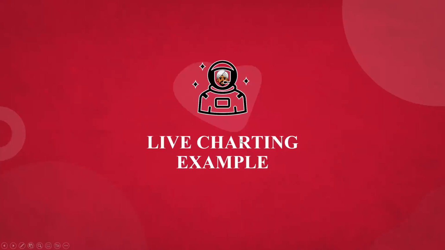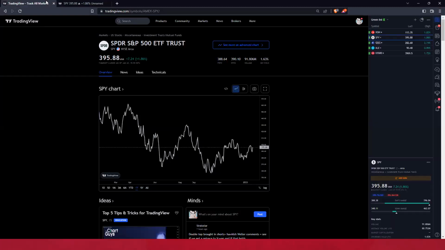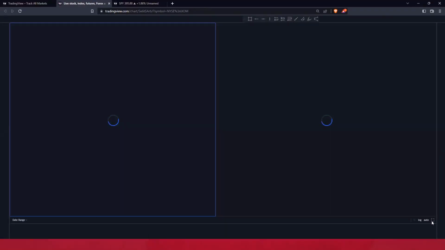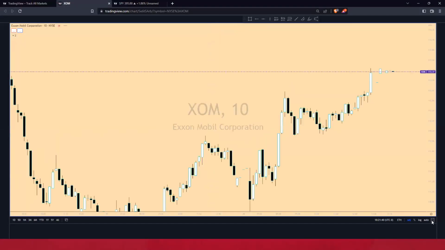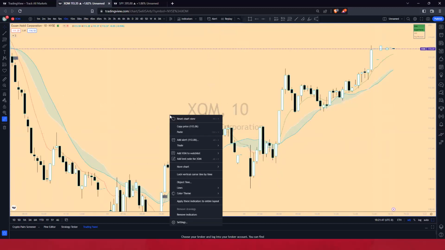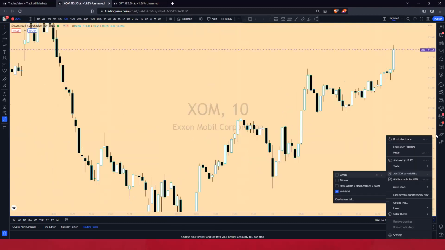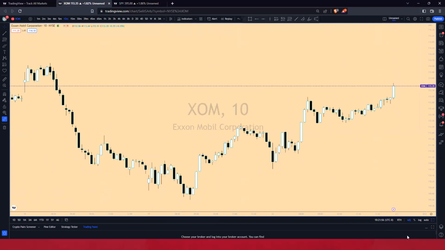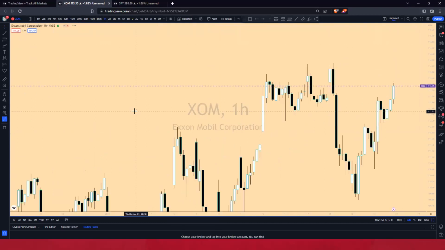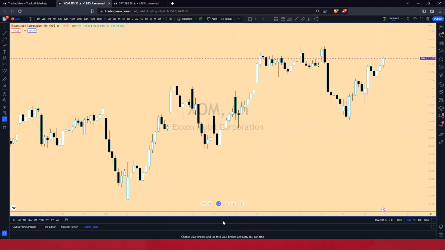All right, so let's find some zones on Exxon. I was looking at this earlier and I like the price action. So here's Exxon. Let me hide all my indicators. All we need to look at is price action. That's on regular trading hours. Let's move to the 1 hour and find some zones.